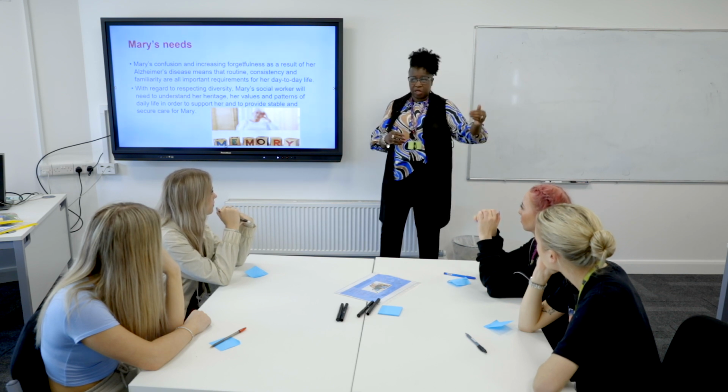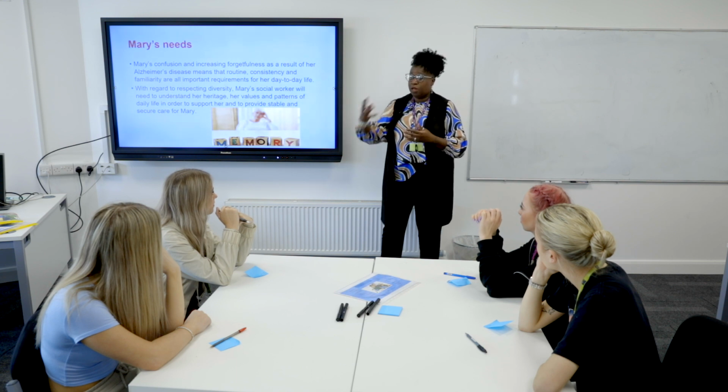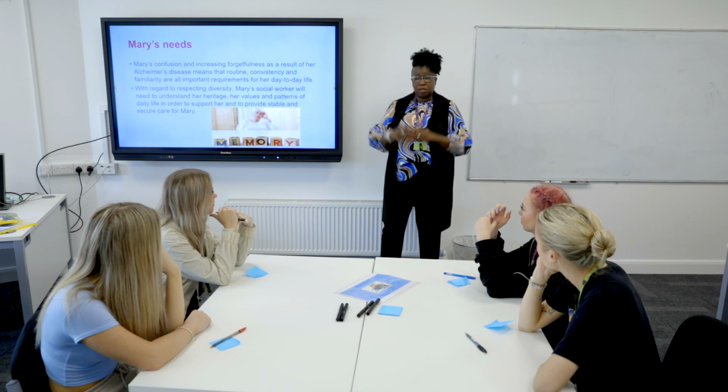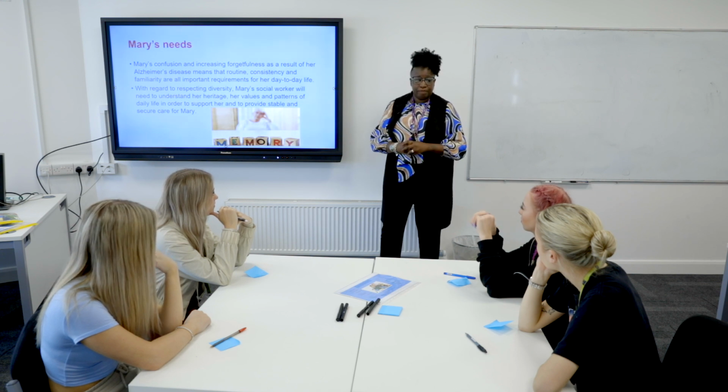It could be vascular dementia from a stroke. It could be Lewy bodies. Parkinson's disease and Huntington's disease come under the dementia umbrella. I don't know if you knew that, but they come under the dementia umbrella. There's lots of different types of dementia, okay?